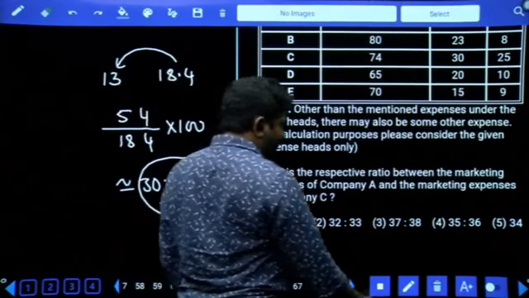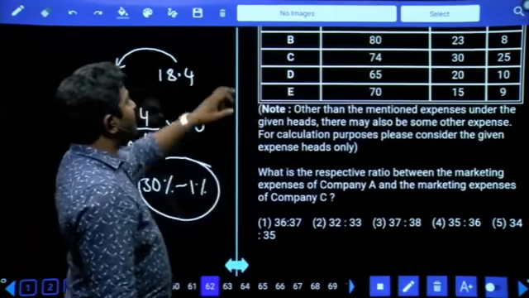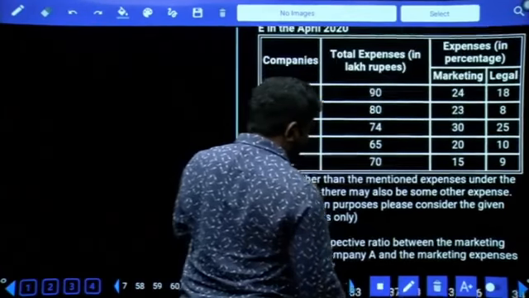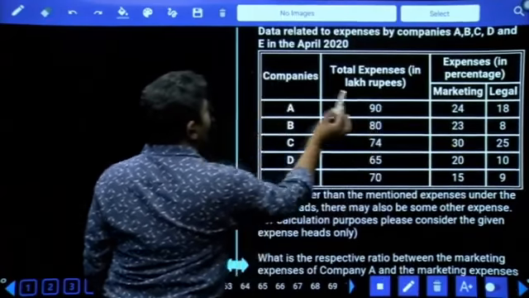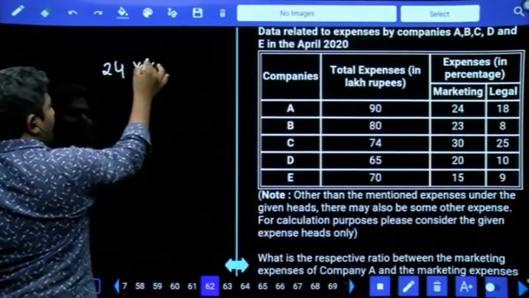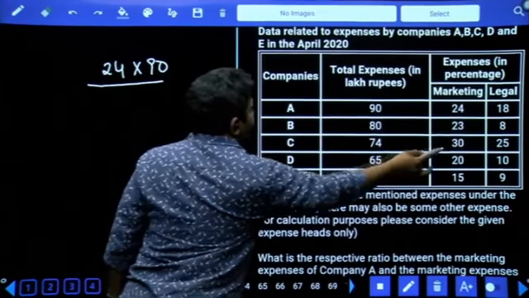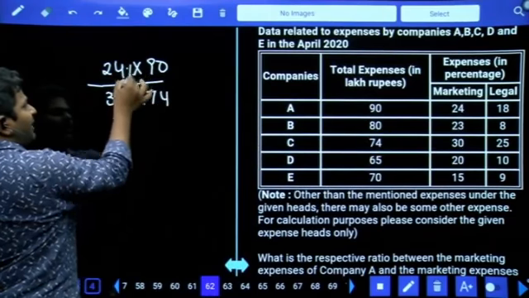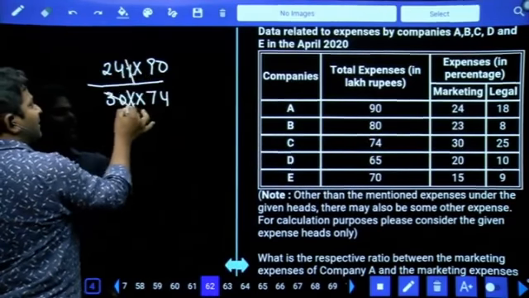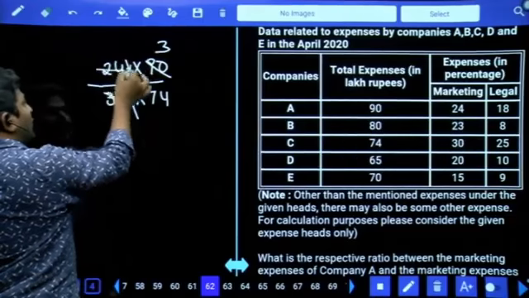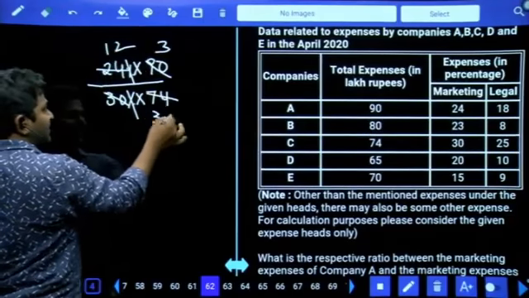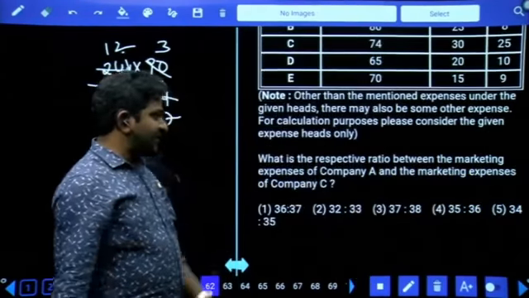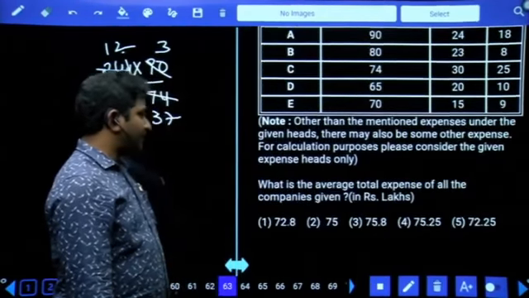What is the respective ratio between marketing expenses of company A and marketing expenses of company C? Marketing expenses ratio for company A and C, 24% of 90, 30% of 74. Both in numerator and denominator, here we will have percentage that gets cancelled. 30 3 times here, 2 12 times here, 37 times here. 12 into 3, that is 36 by 37. 36 by 37, first option answer.